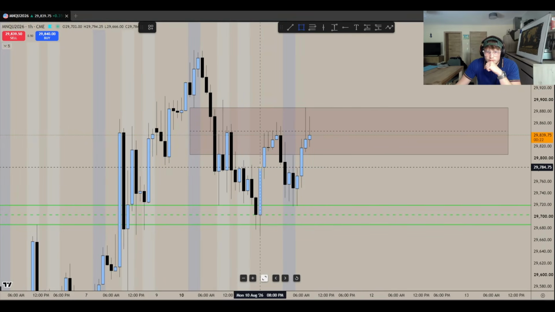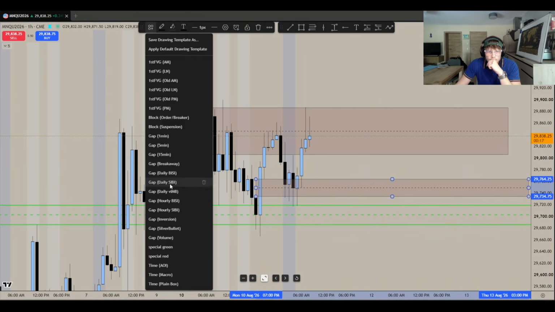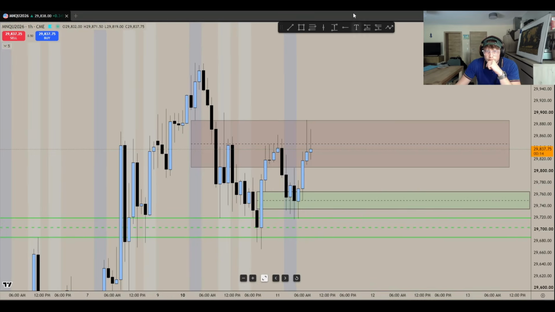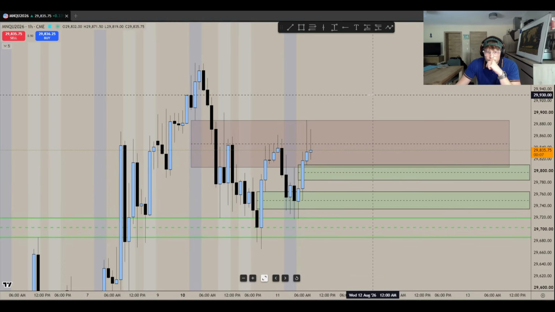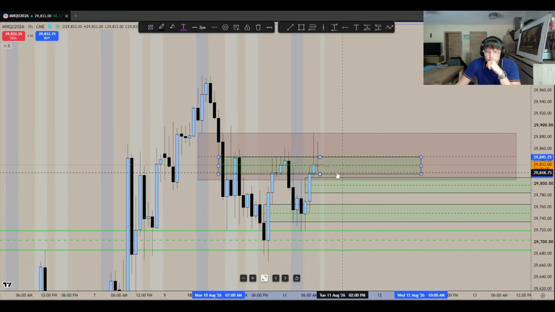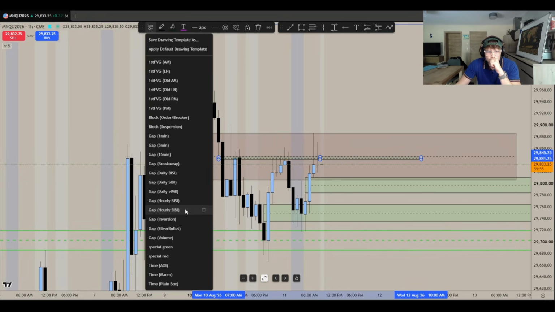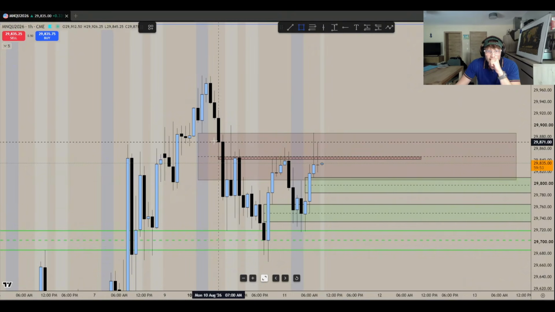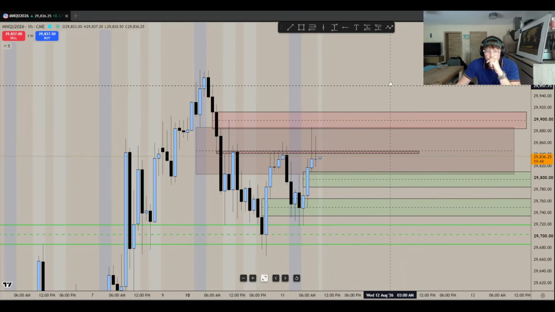So let's mark up our 84.75 hourly BISI in here. We got yet another one here. Okay, we have a SIBI in here, quite a lot of SIBIs, which we're in right now. Hourly SIBI. Hourly SIBI.